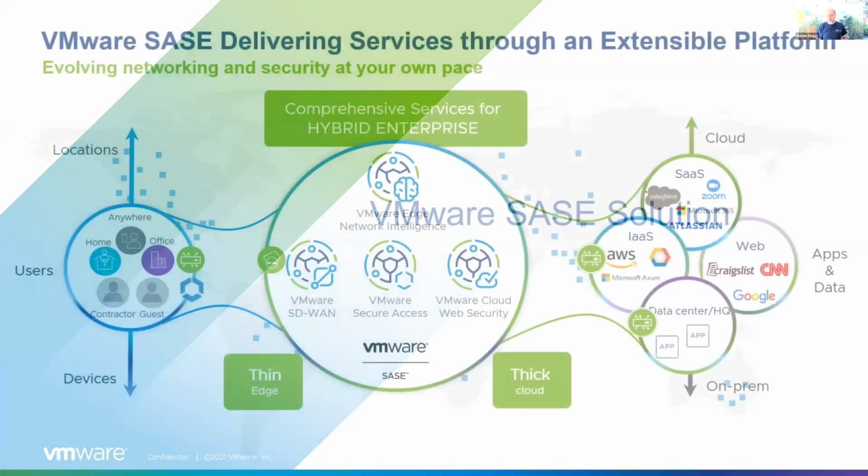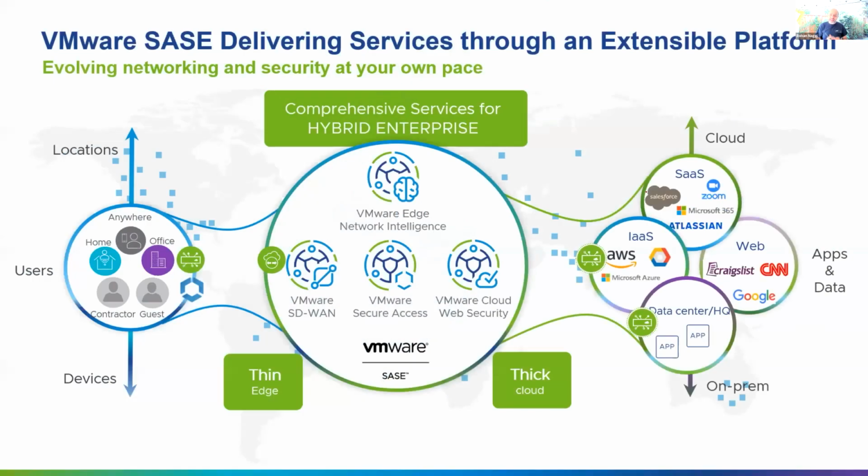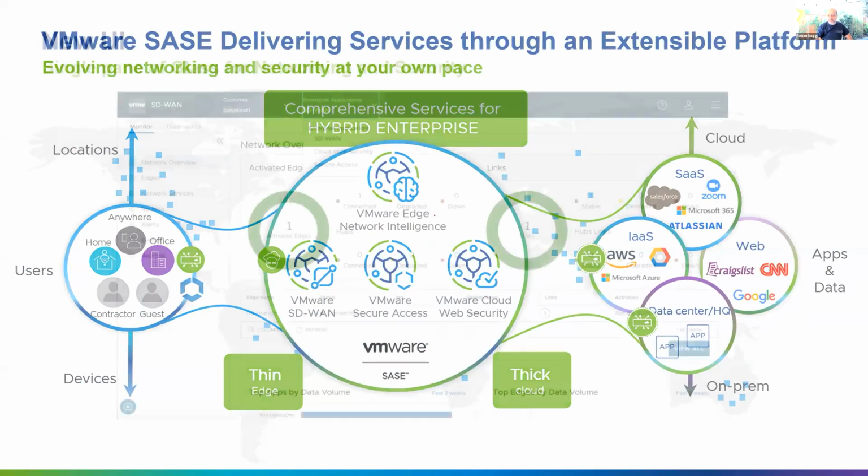So just to quickly summarize, we are moving the services from your branch or your on-prem data center into the cloud. That's where this transformation is happening, from a thin edge to thick cloud. All those security services, networking services, which were part of on-prem infrastructure, have now been moving to the cloud. And you can see here, SD-WAN, secure access, web security, ENI, all are becoming part of it.